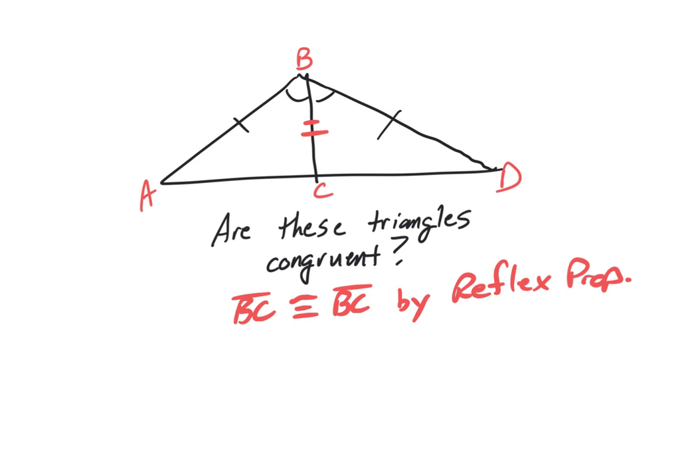Do we know C is the midpoint of AD? No. What three pieces do we know? Side angle side. There we go. Yeah, side angle side. So now we could say triangle ABC is congruent to triangle DBC by side angle side. Okay?